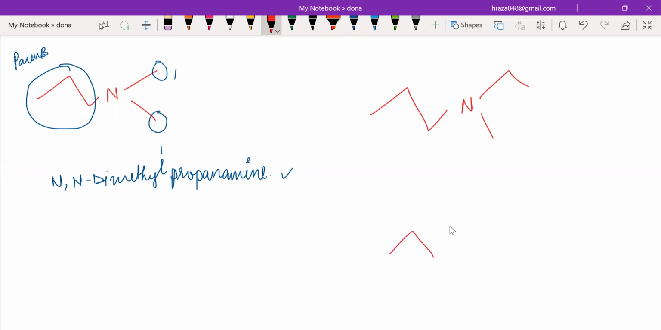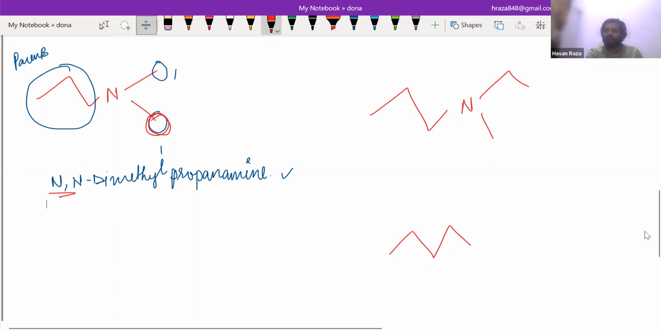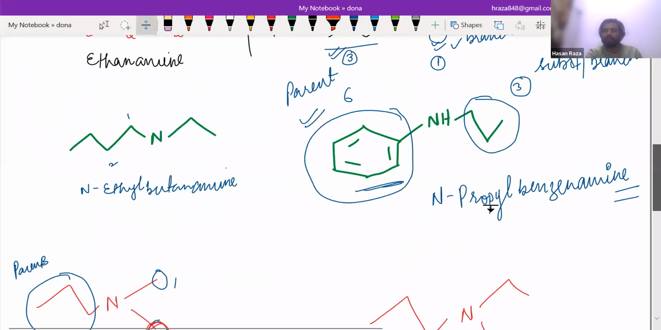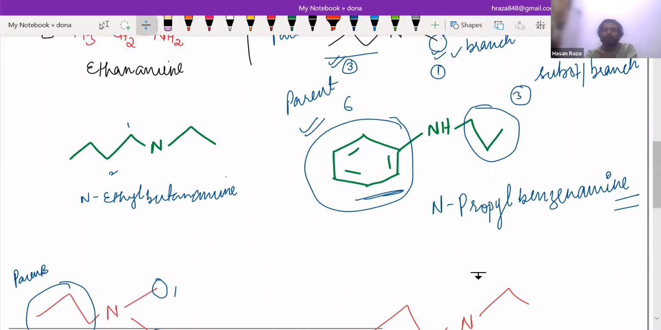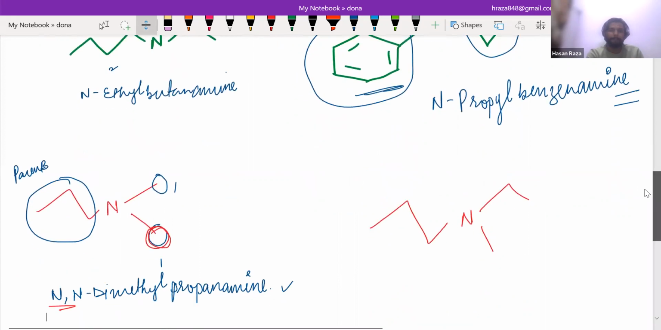So why N comma N? Because for both substituents, instead of numbering, we used N, right? That means it is connected to N, and both the substituents here are connected with N. So instead of writing N-methyl, N-methyl, we write N,N-dimethyl. In the previous one, you can see N-propyl, N-methyl. Do you remember? Have you got it? Yes, sir.